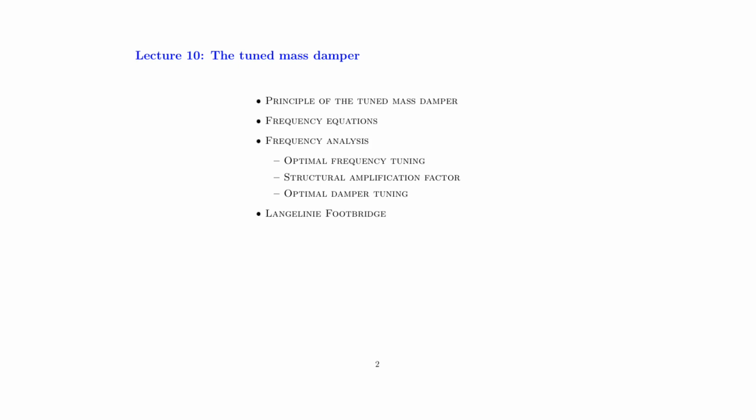The TMD is in particular effective when the structure is excited at resonance at a particular frequency, namely the resonance frequency of the structure. That means a loading that exactly excites one of the vibration modes of a general flexible structure. We will start out by deriving the principles of such a tuned mass damper, and then we will immediately derive the frequency equations. That means we are in the frequency domain, assuming harmonic motion. So we will consider the dynamic amplification factor, the frequency response function, and everything in the so-called frequency domain.